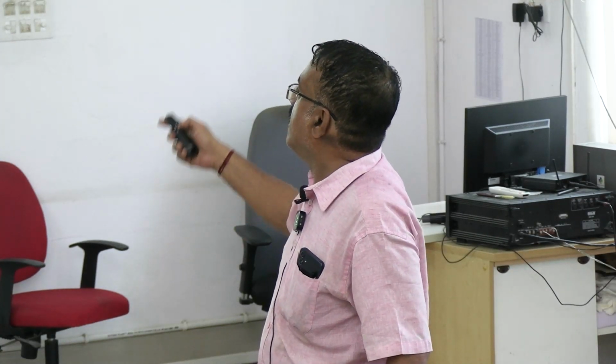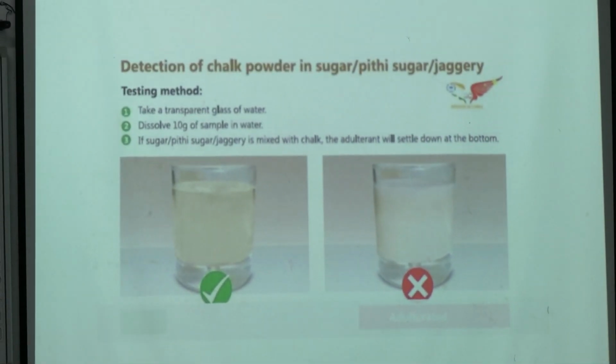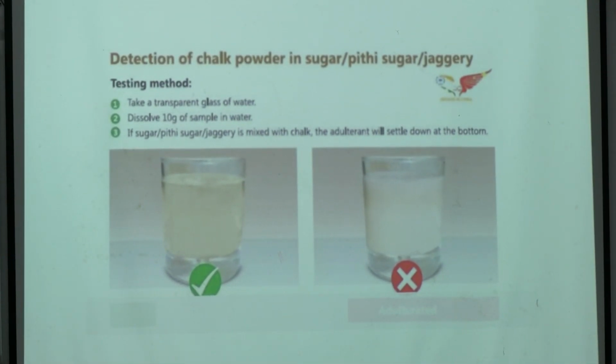Again, chalk. Dissolve 10 grams in water. If this sugar is mixed with chalk, the adulterant will settle down at the bottom. As you can see, the adulterant is settling down at the bottom, on the right side. These are just to show you how adulteration can be detected at your local level. I mean, these are some of the ways. We don't have time for that, unfortunately.